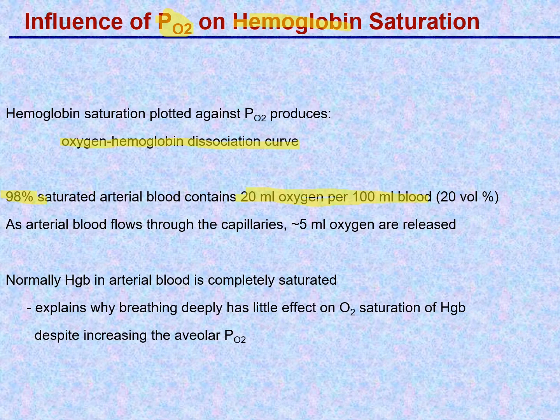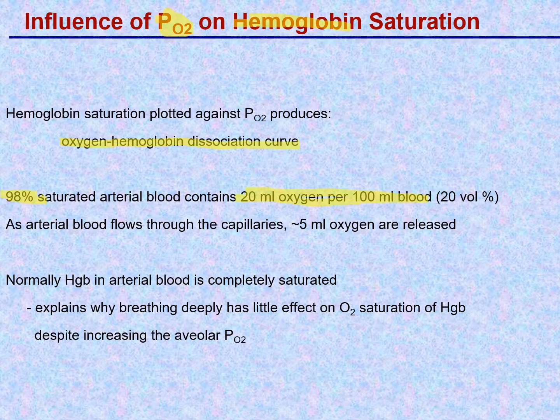So normally in arterial blood, in the systemic circulation, it's completely saturated, and it's not until it gets down to the level of the tissues, where it gets exposed to a tissue PO2 of 40, that it will release the oxygen.